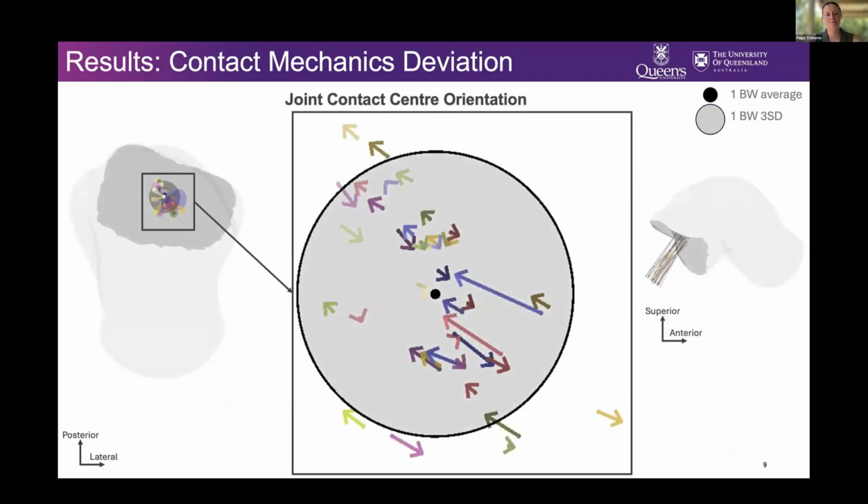And when we look at a similar setup, but for our joint contact center orientation, you can see the talus on the right-hand side showing all of the arrows, so again, our proxy for our joint reaction force. Again, we can see a lot of variation in direction of movement, but really quite small movement here, with our average deviation being about 1 degree.